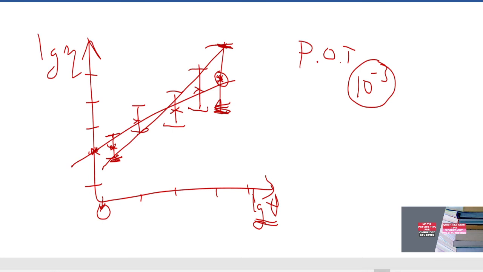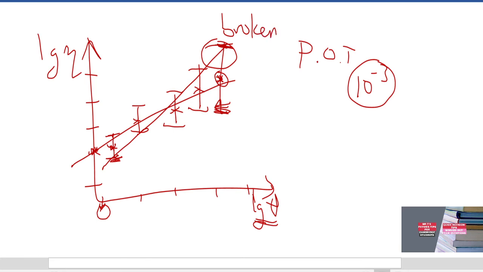I hope that makes sense. Now, this line of worst fit can be a broken line. You can make it a broken line, or you can label it, line of worst fit. You've got to write in full, line of worst fit.